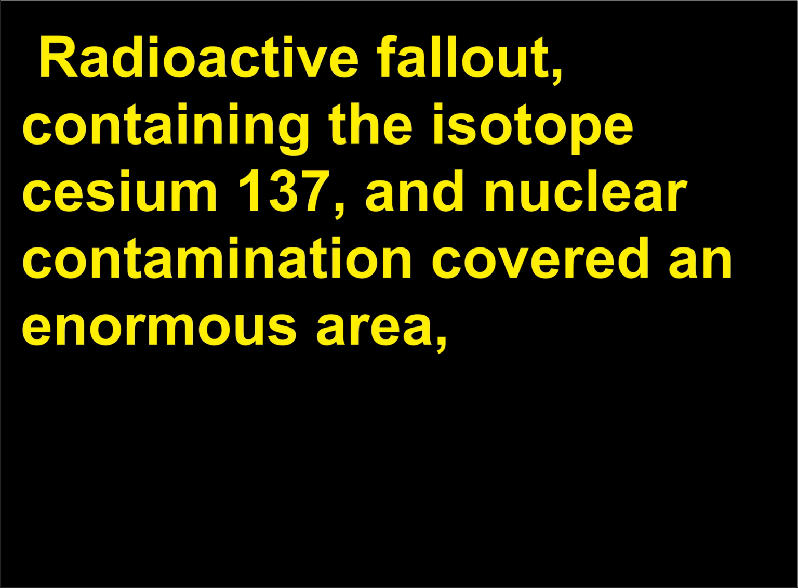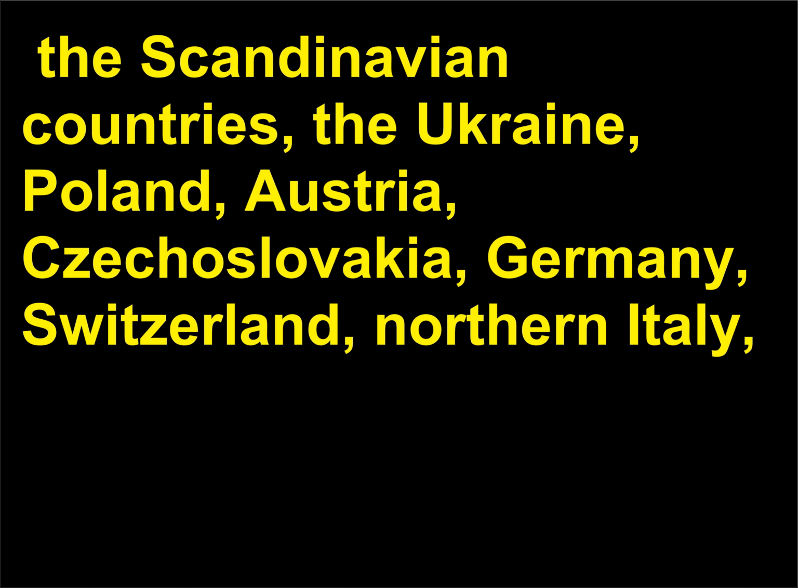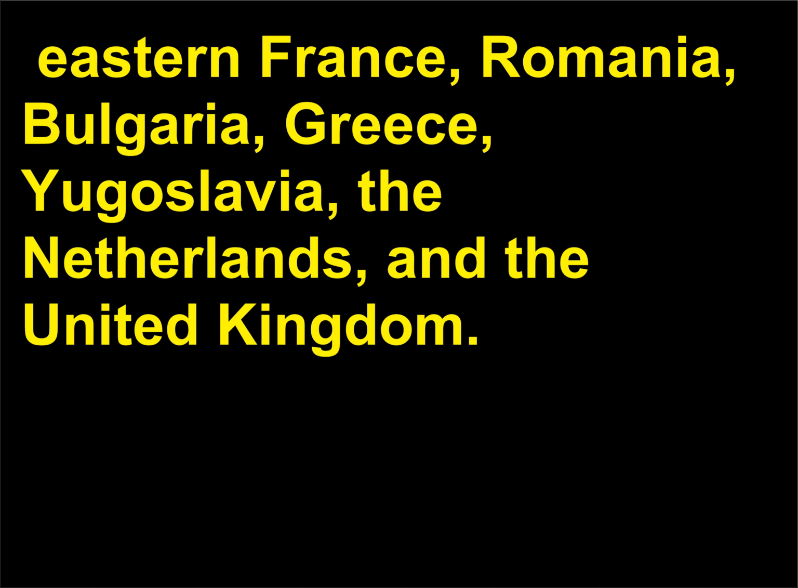Radioactive fallout, containing the isotope cesium-137, and nuclear contamination covered an enormous area, including Belarus, Latvia, Lithuania, the central portion of what was then the Soviet Union, the Scandinavian countries, the Ukraine, Poland, Austria, Czechoslovakia, Germany, Switzerland, Northern Italy, Eastern France, Romania, Bulgaria, Greece, Yugoslavia, the Netherlands, and the United Kingdom.